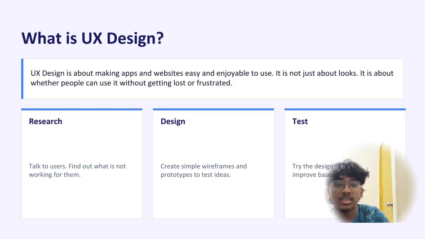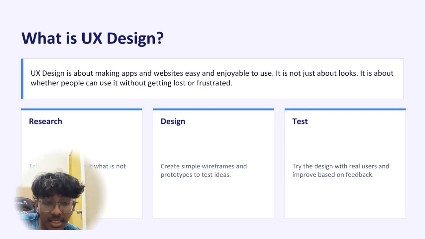The UX design process is guided by 3 fundamental phases. The first is research, where designers speak directly with users to understand what is not working for them. The second is design, where those insights are used to build wireframes and prototypes that can be tested and iterated upon. The third is testing, where the design is evaluated with real users and refined based on their feedback. Throughout our project, we'll apply all 3 of these phases in a structured and methodical manner.